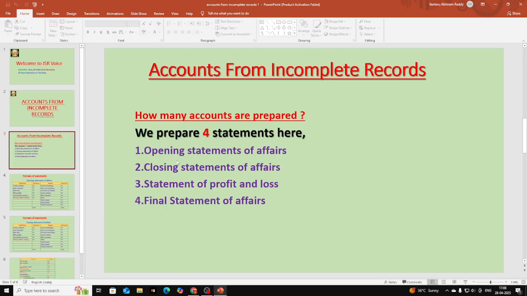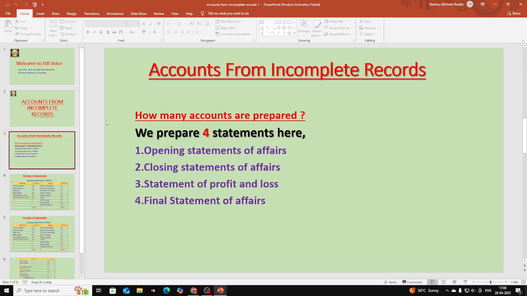Why do we prepare this opening statement of affairs? To find out opening capital. So if we prepare this first statement, we are going to find out something. What is that something? Opening capital. We can also call opening capital capital at the beginning of the year. Hope this is clear, students.